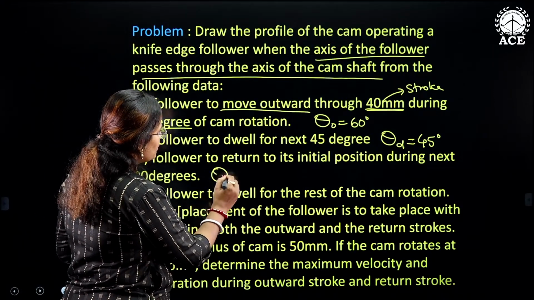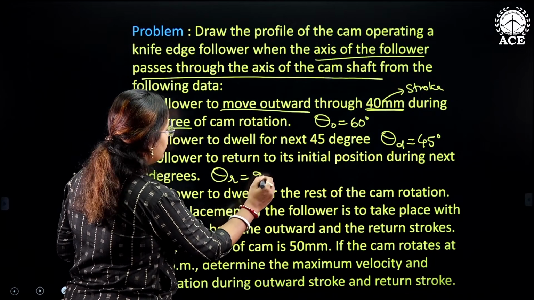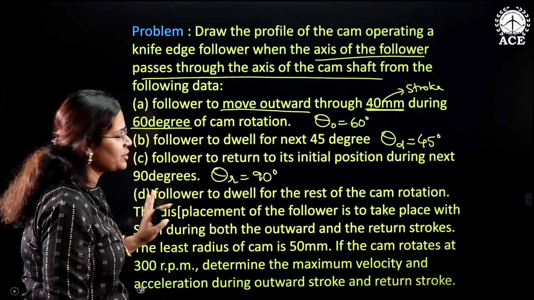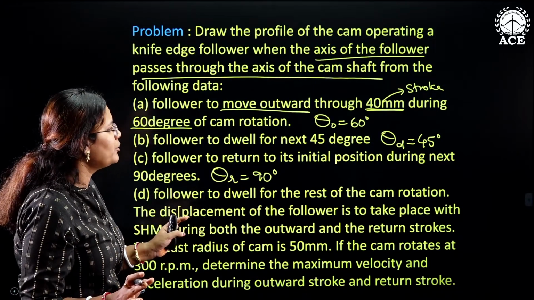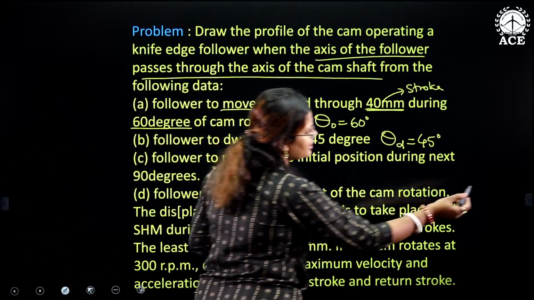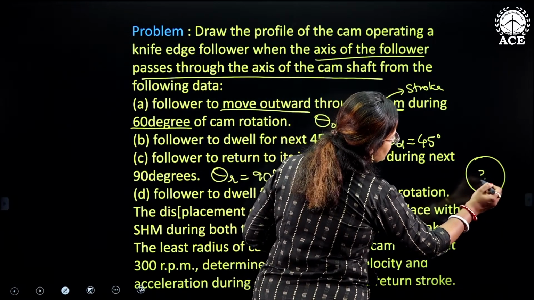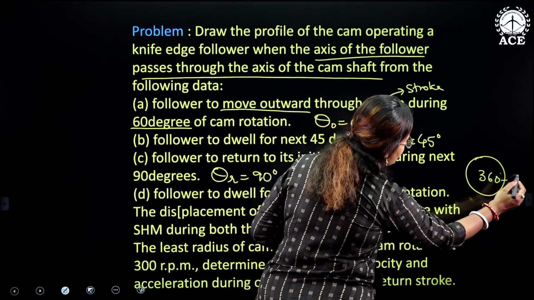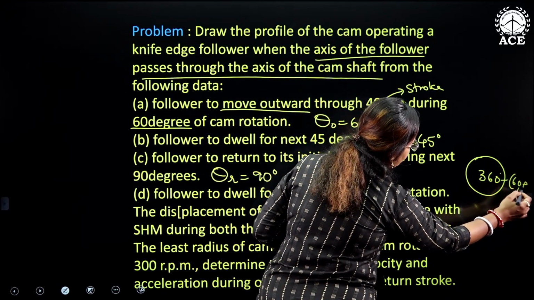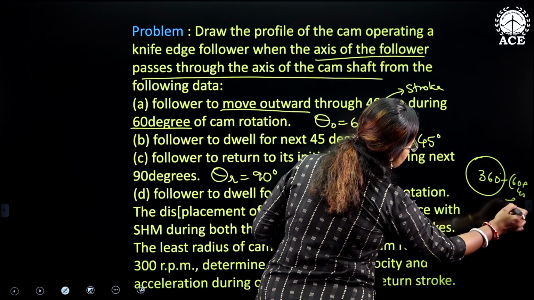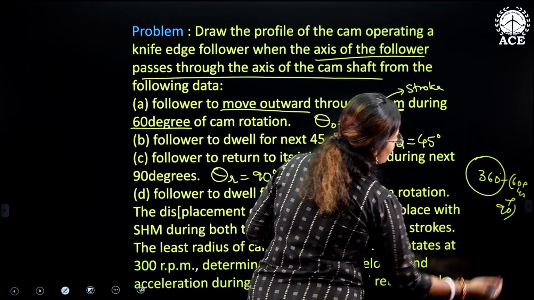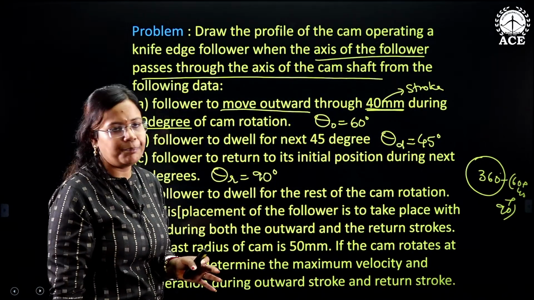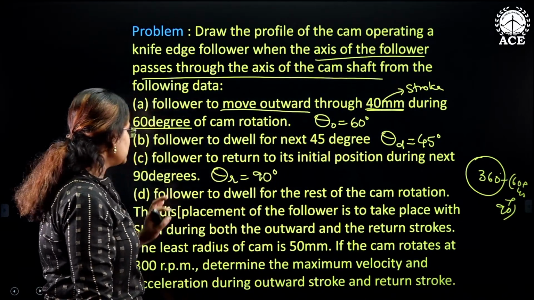So return stroke theta r is equal to 90 degrees. Similarly, the follower dwells for the rest of the cam rotation. How can that be obtained? Total rotation is 360 degrees. These three angles are given: 60, 45 and 90. So 360 minus the summation of all three will give you the remaining part of the cam rotation. So that is the thing given.